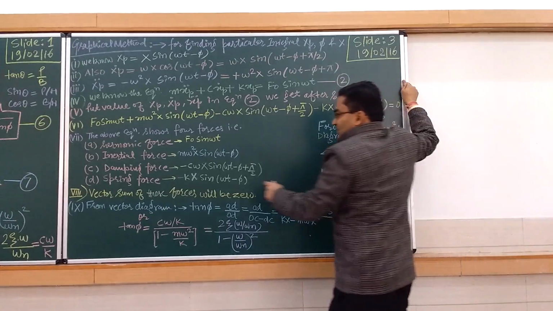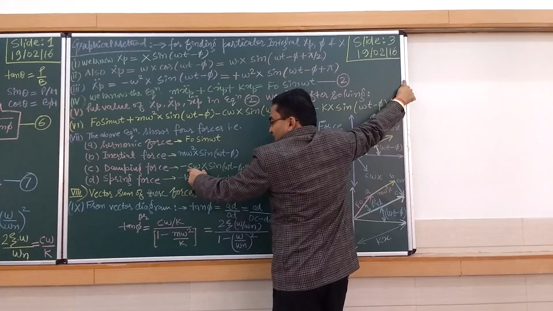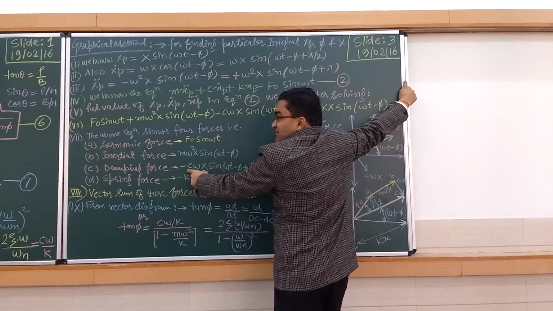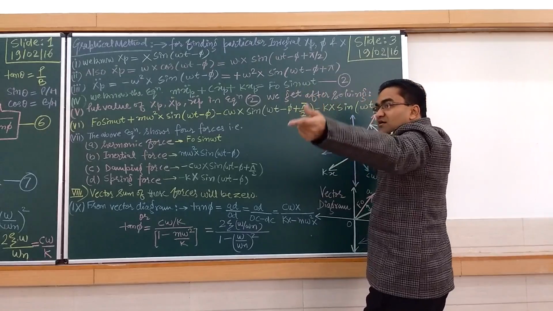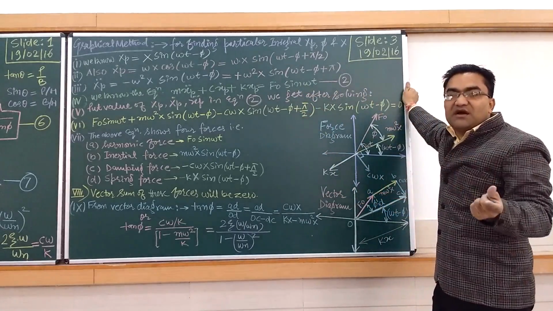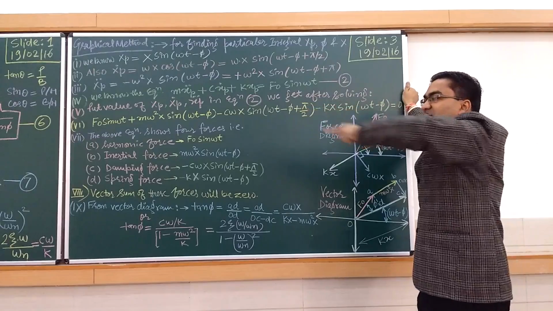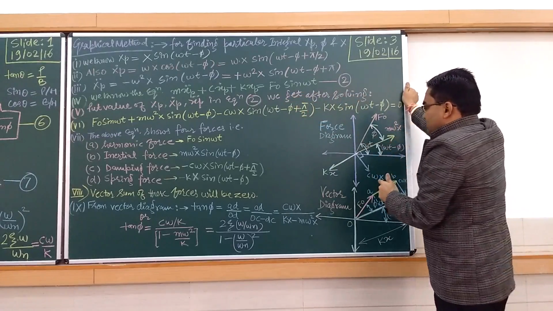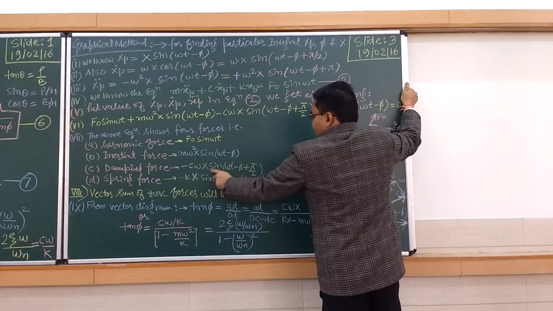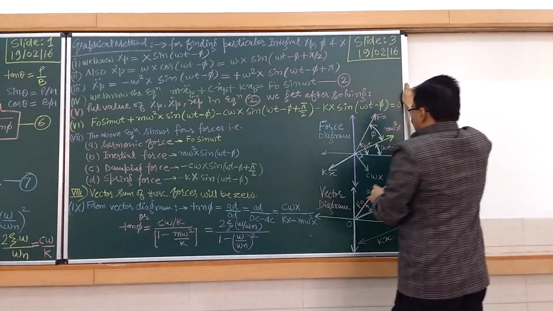Now third point, minus c omega x means this is the magnitude but in the opposite direction. In the vector sum, you know positive is going this way, so negative will go opposite. So c omega x, with angle omega t minus phi.